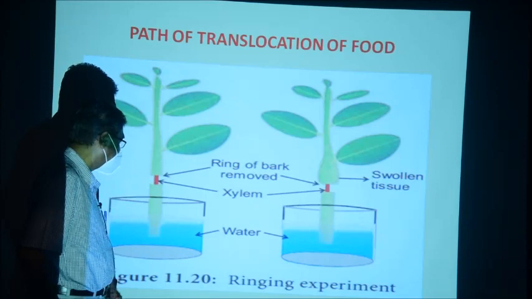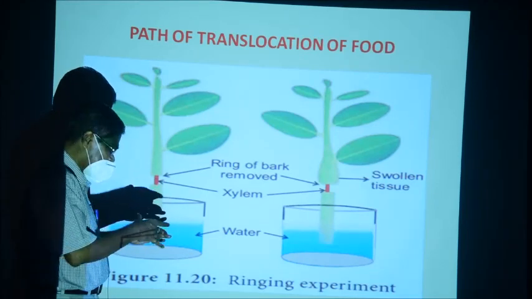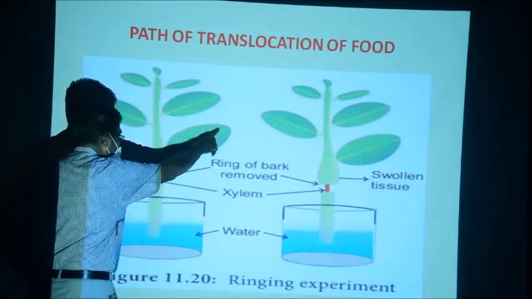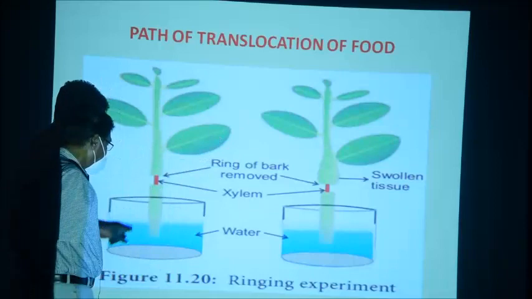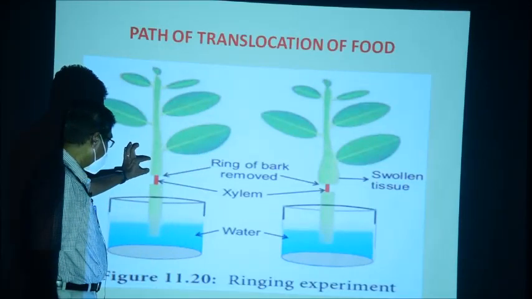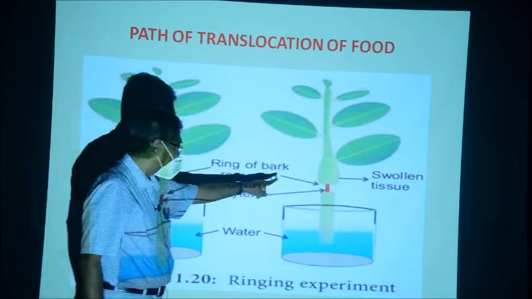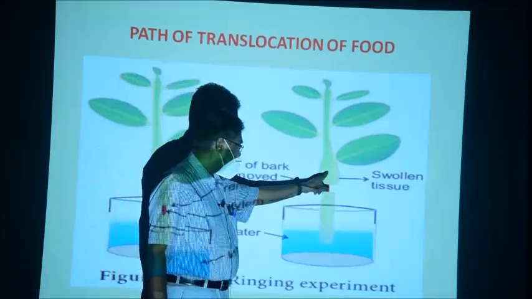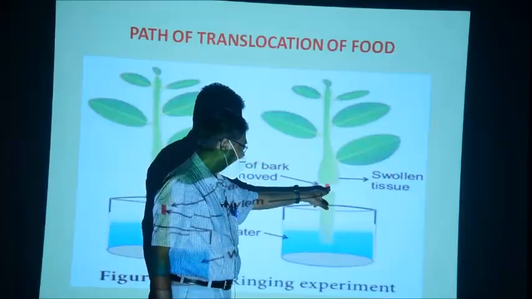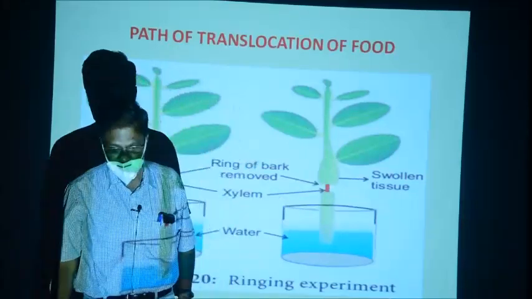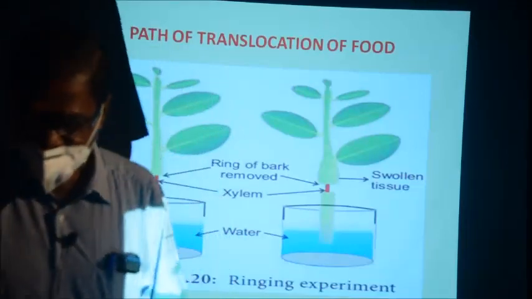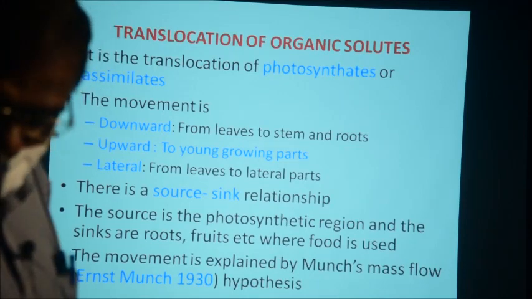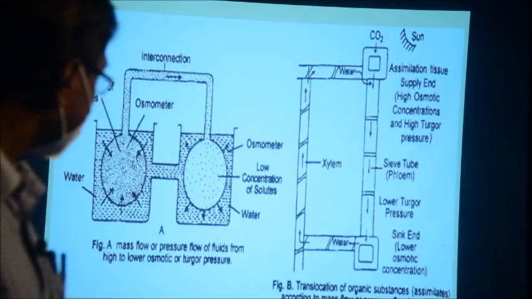This red one is xylem. Bark is removed, that means the external part along with phloem. Now, photosynthate or food is synthesized in the leaf. Here you see there is no swelling, but here there is swelling because the food that is coming down is accumulated here. This shows that it is the phloem through which translocation takes place.